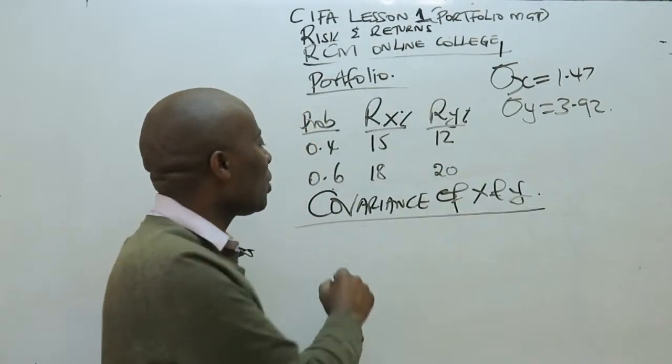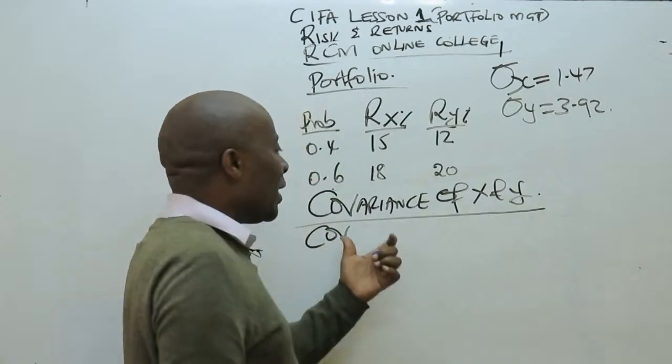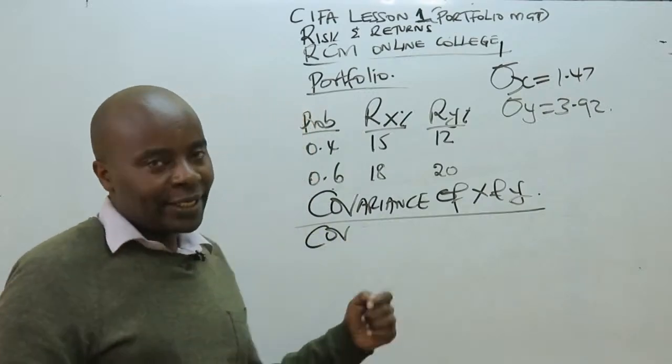So covariance of X and Y, what do I have? First of all, the meaning of the word covariance. Covariance is a shared variance.